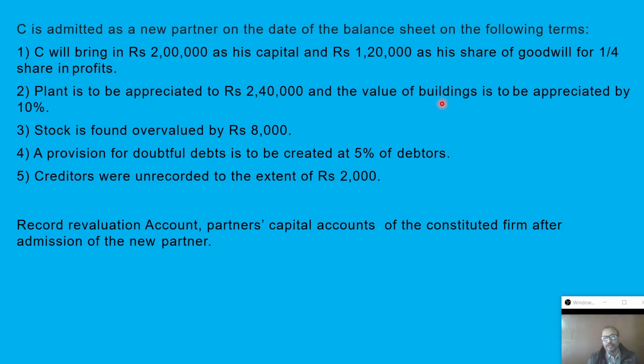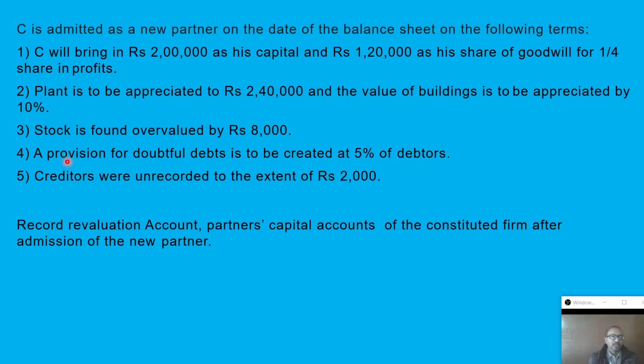Others, there is the building. The building is also appreciated, so the building value also increases. Building account debit to revaluation account. The building value was 3 lakh, so 3 lakh into 10% is 30,000. Both the fixed assets, tangible fixed assets, value increases. We have to put it on the revaluation credit side. We know the rule: when asset value increases, we put it on the credit side. When asset value decreases, then the debit side. And the reverse relation is there with the liability side.